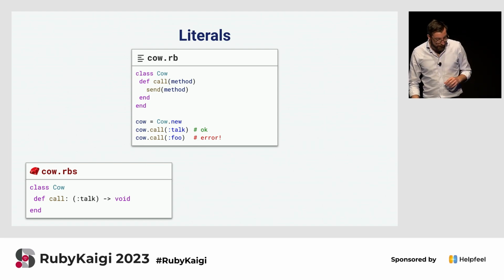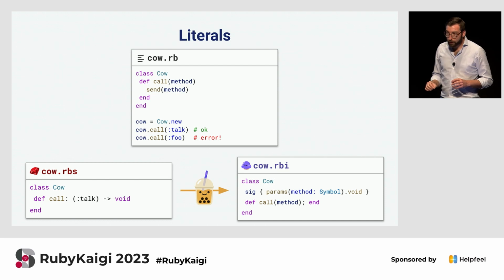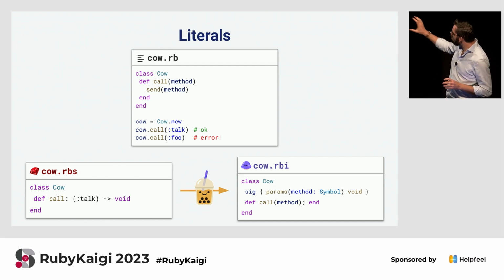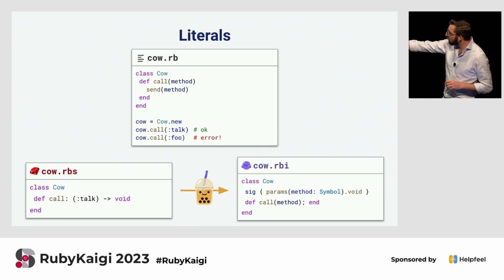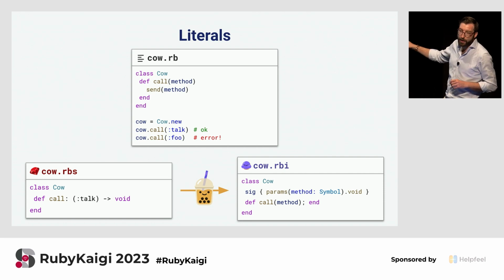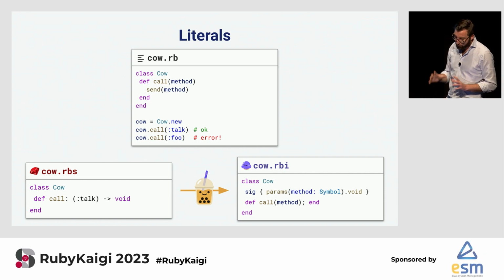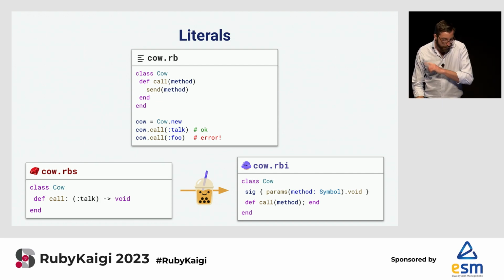Since we can't do this with Sorbet, what we're going to do is to just extrapolate what is the type that represents the symbol we have here. So here we have the symbol talk, so we're just going to accept Symbol. It's not as precise, but it's good enough for us. Again, we don't have too many occurrences of these kinds of things in the code base.